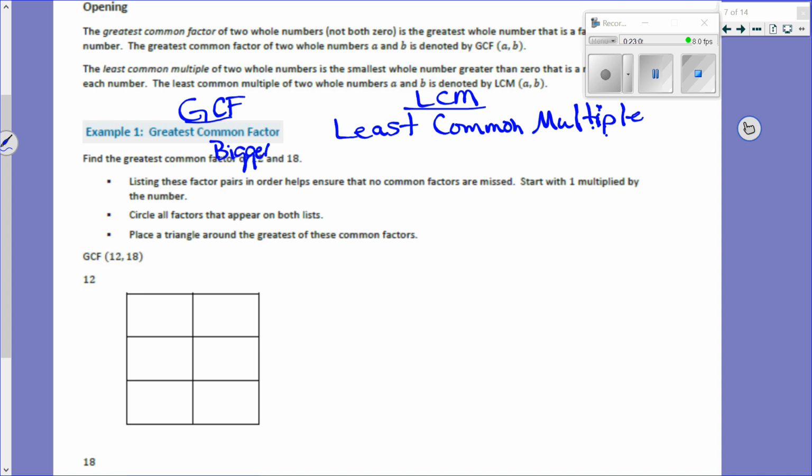Don't write that yet. Why would you say that, Paul? Because it says greatest. That makes sense, doesn't it? That's why this doesn't make sense, because you're looking at the wrong piece. What if I look at factors versus multiples? Multiples are bigger. What's a factor?